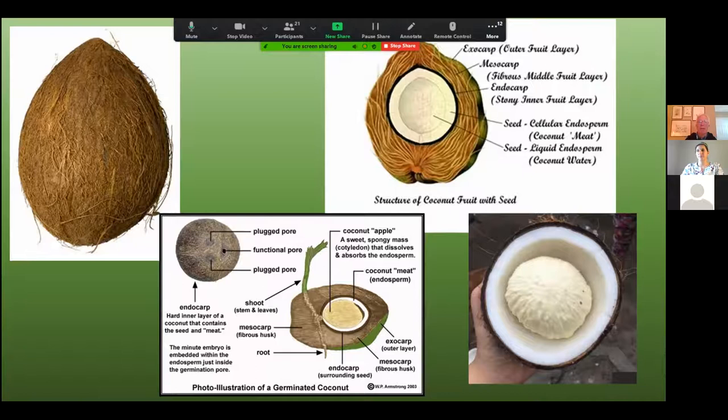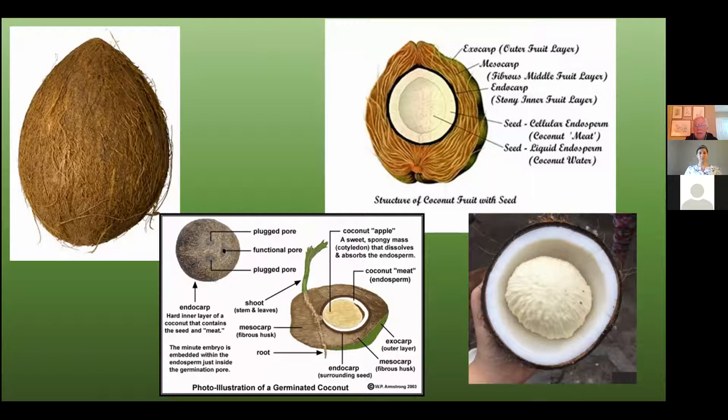And some people, you'll hear people talk about the apple in a coconut. And if you let the seed germinate, the seed then creates this strange fibrous mass on the inside of the coconut. And what that does is it's feeding on the nutrients of the coconut milk and then dissolving the meat of the coconut and feeding that to the embryo. It's actually the modified cotyledon of the coconut seed. So fascinating structure, the coconut.